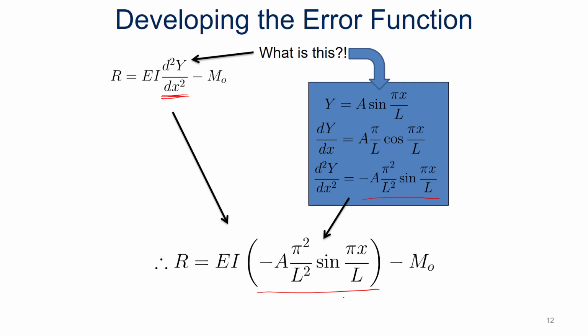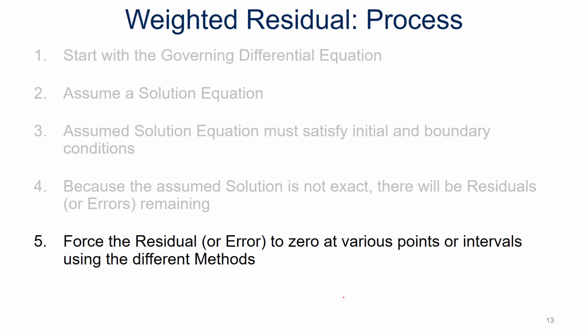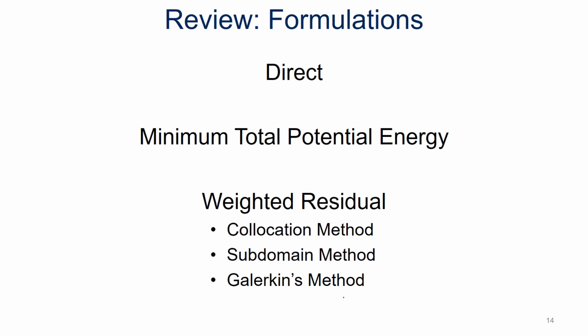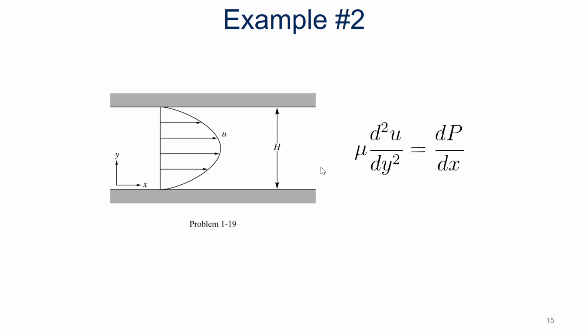That's where we're going to stop in this presentation, because this is the startup piece for each one of the methods. Collocation, let me just show it here. All right. So we're going to have to force it to be 0 at various points, and that's what we're going to do in the different methods. All right, force it to be 0 at various points. So the collocation method is going to do that one way, subdomain is going to do that another way, and Galerkin is going to do that even a third way. So those are what we're going to look at in these presentations that are coming up.